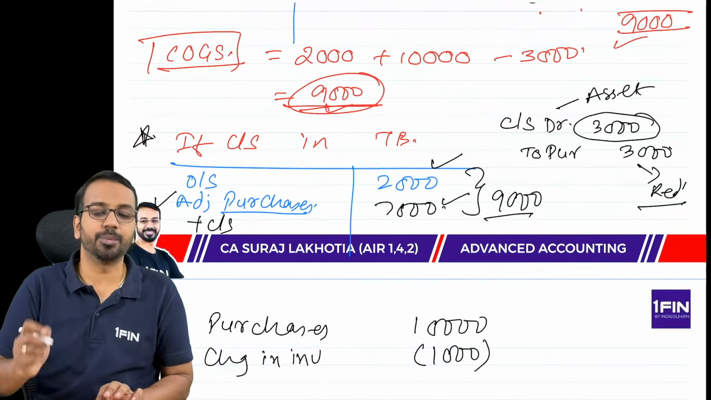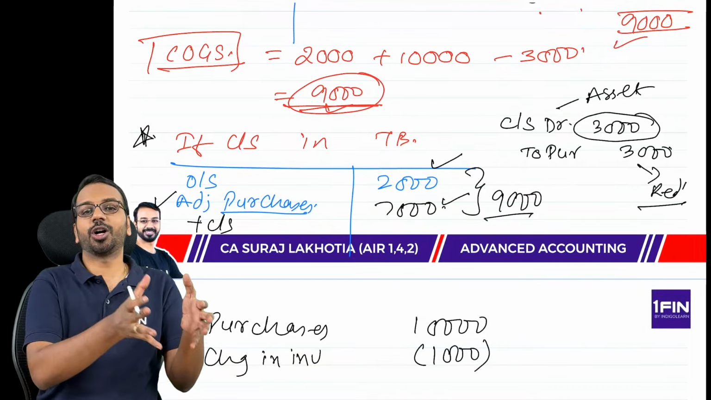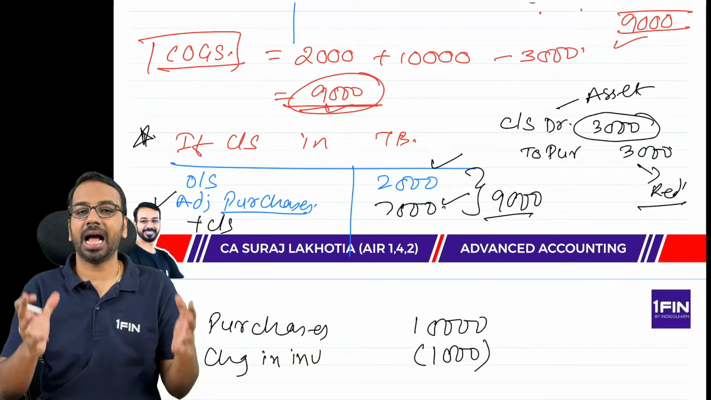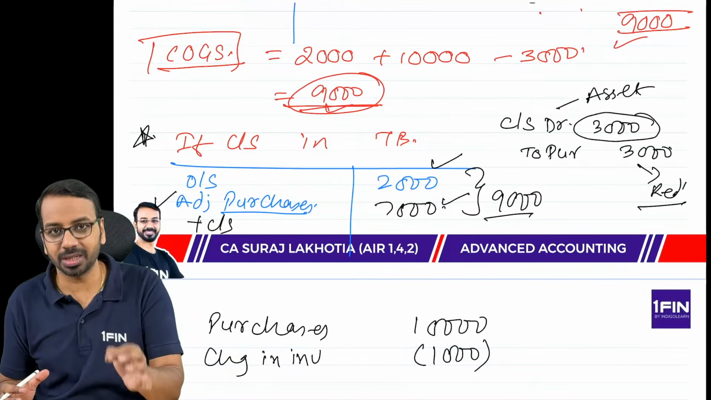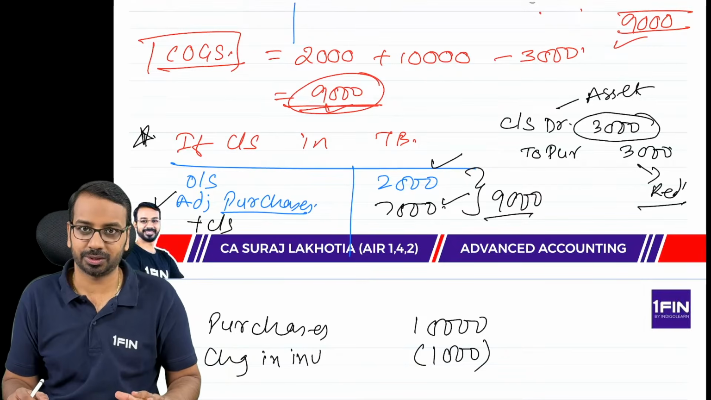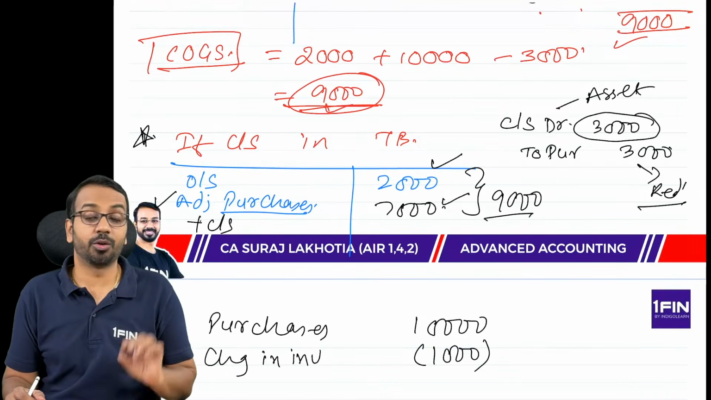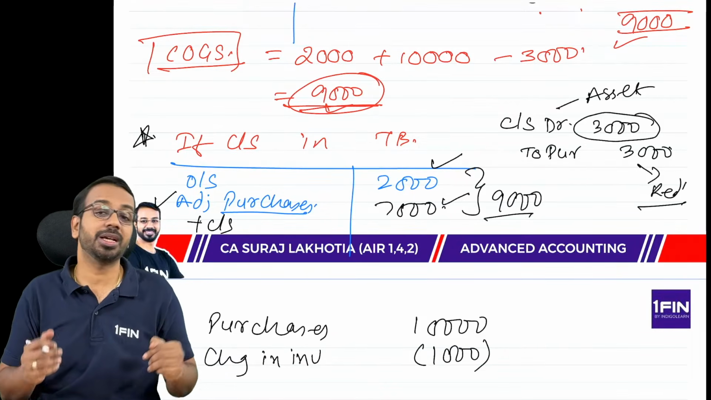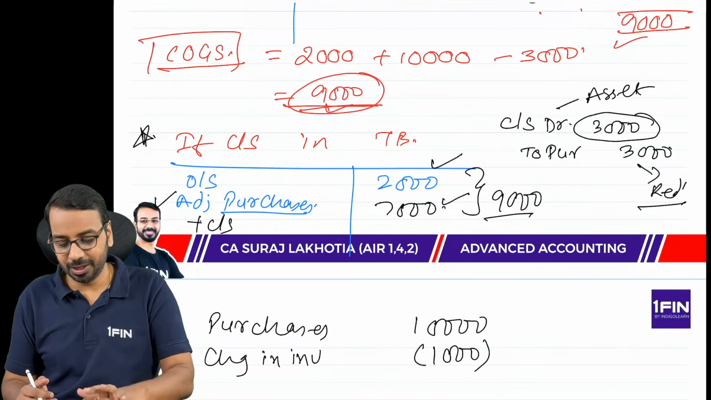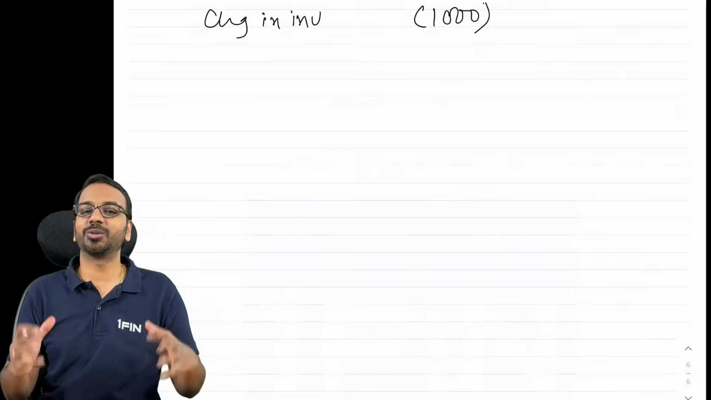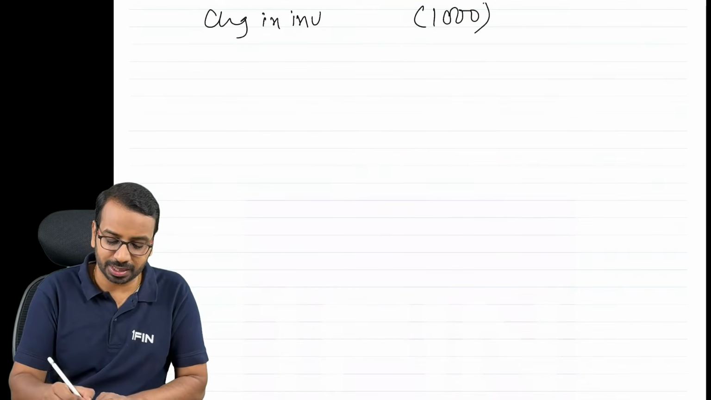Mark this point as important. When we come to a question, when we are solving a question, I will tell you how to remember this for examination purpose. Okay, so that is one of the most common adjustments that we see. I hope it's clear. Now moving on to the next adjustment, which is a very simple adjustment.